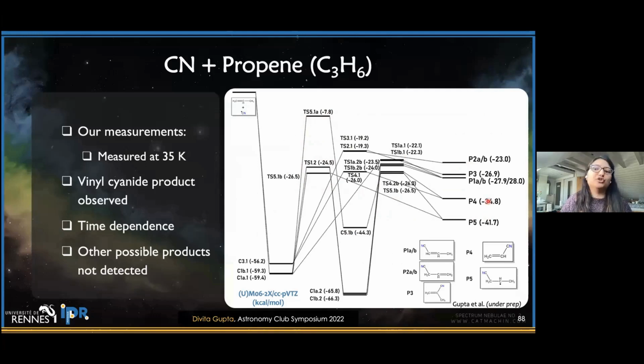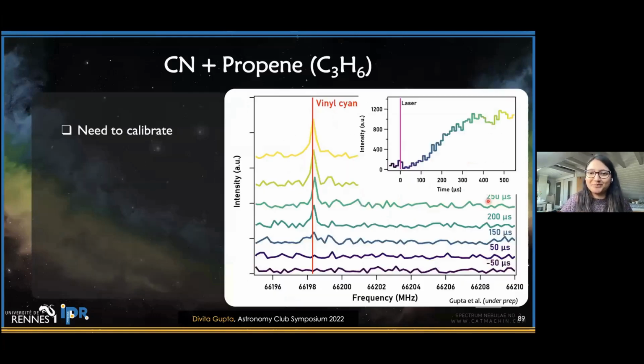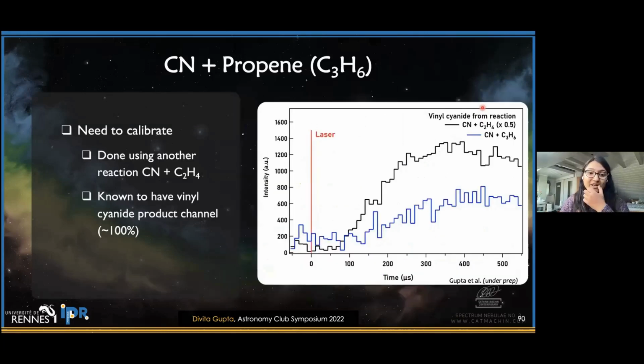So this is very much a work in progress, and there are still measurements being undertaken after me as well to measure these different products. But we still wanted to calibrate this reaction. We still wanted to know how much of the vinyl cyanide channel was contributing to this overall rate, okay? So we did that using another reaction, which is CN plus ethene, which is C2H4, which is already known to have only the vinyl cyanide product channel, okay?